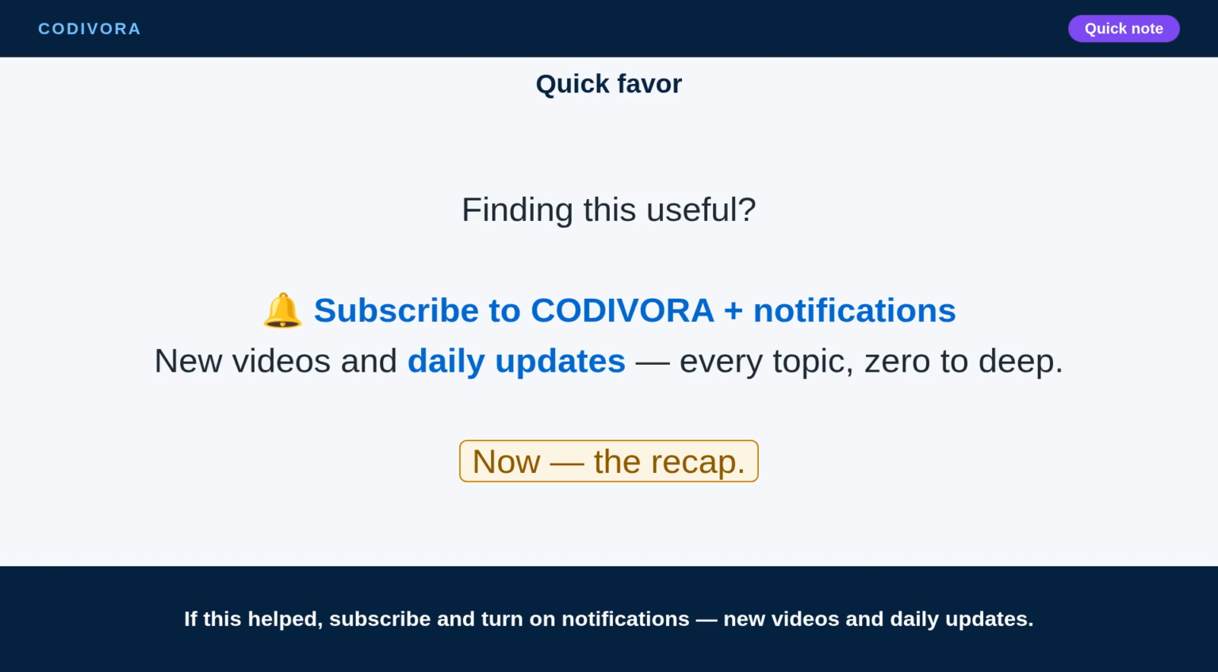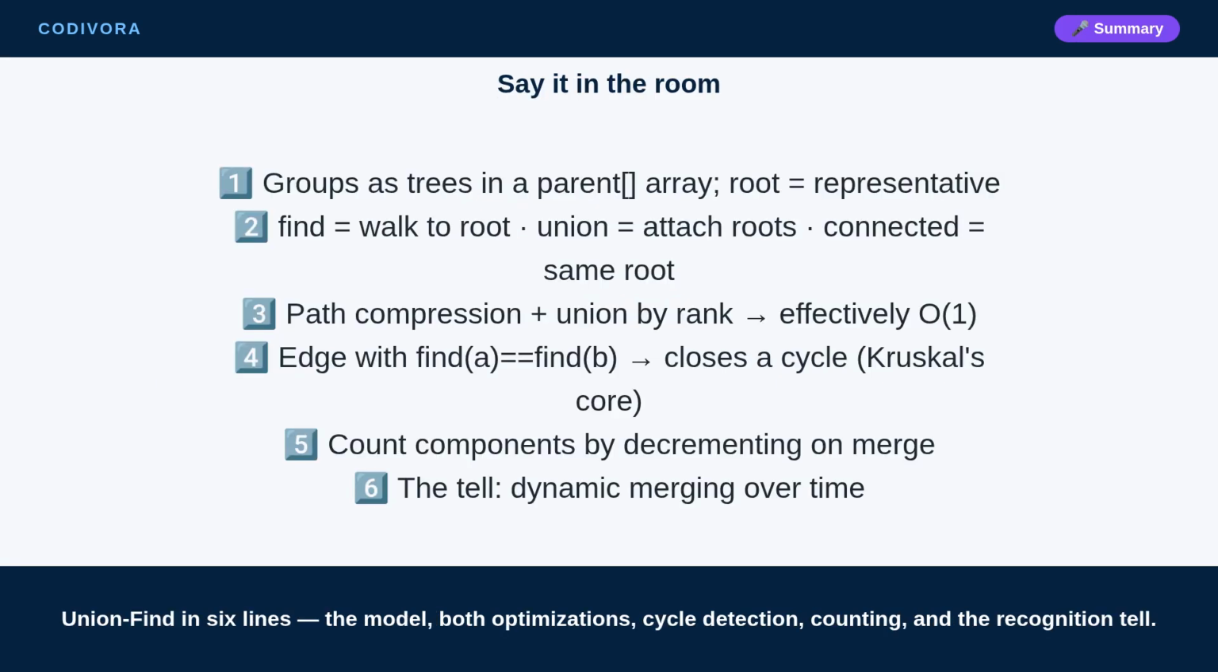Now to recap. Let's lock it in. Groups are trees in a parent array, with the root as representative. Find walks to the root. Union attaches roots, connected compares them. Path compression plus union by rank make it effectively constant time.